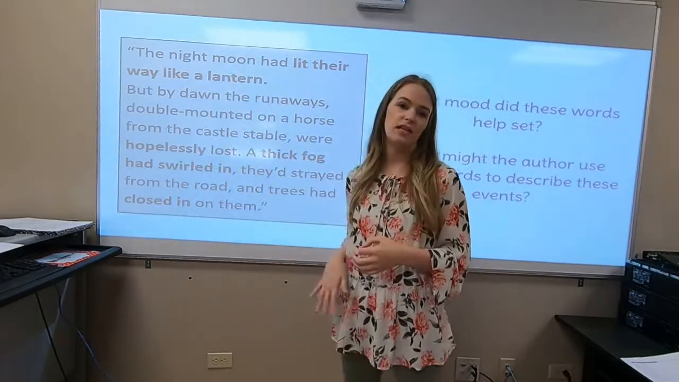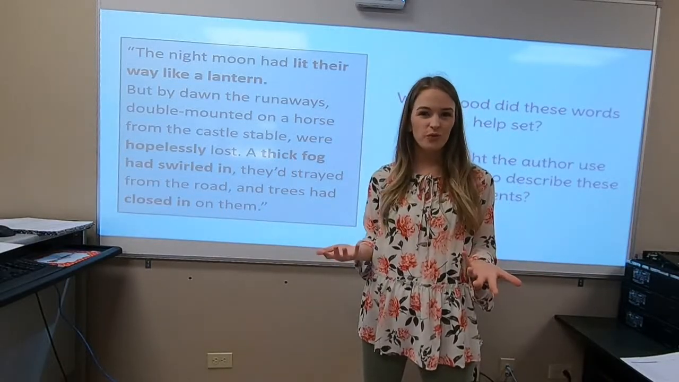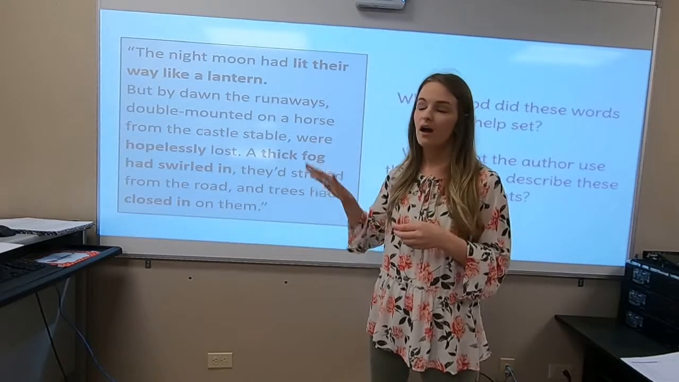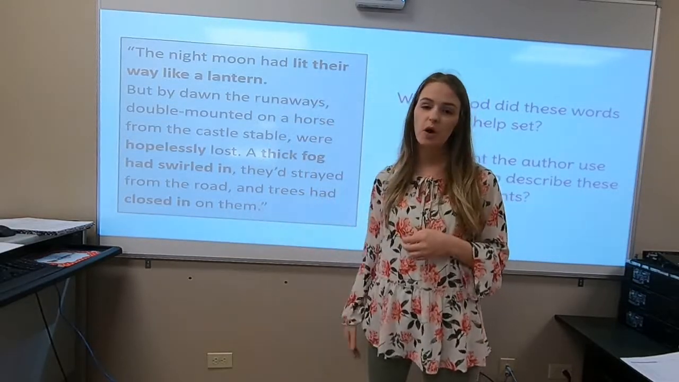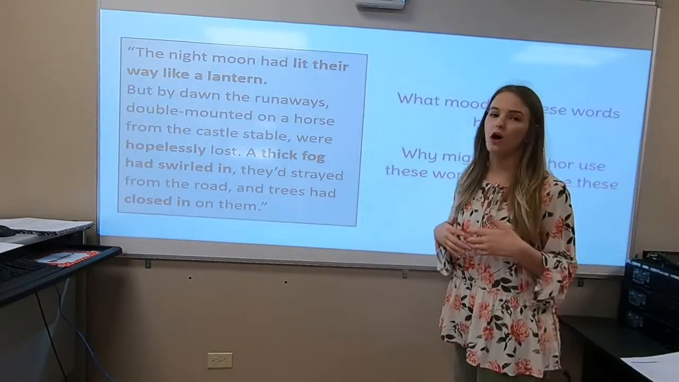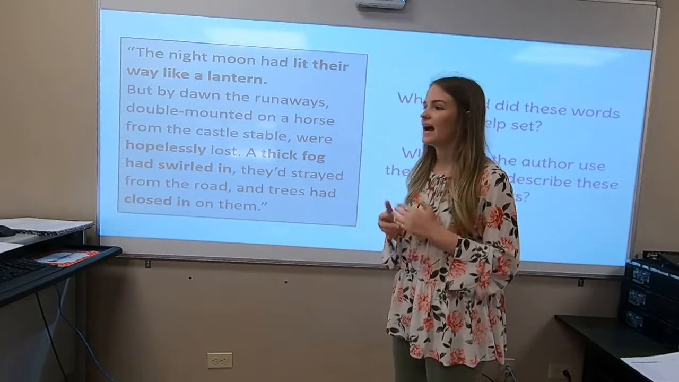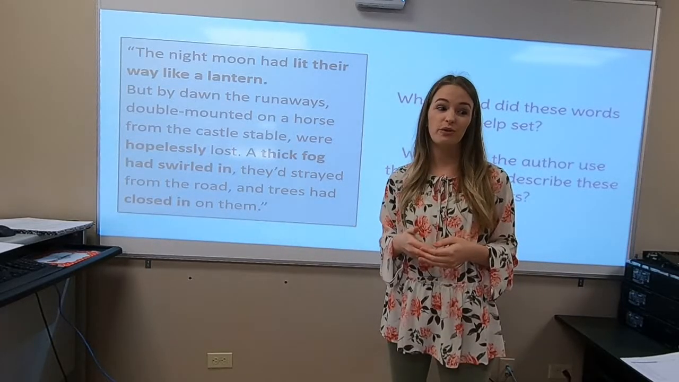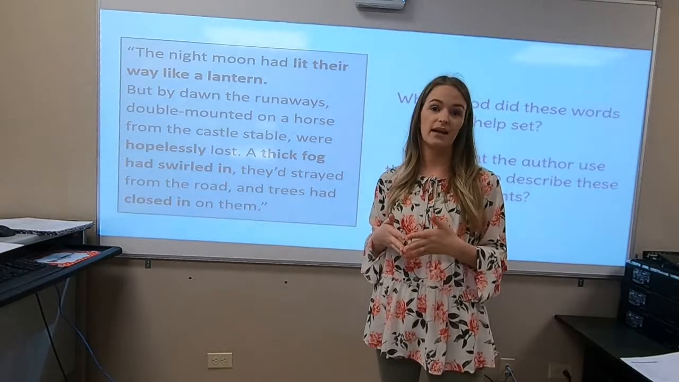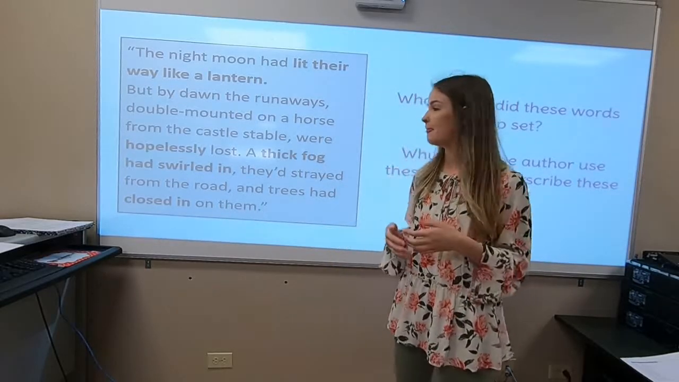Now, all of those imagery words together make me feel like the author was trying to set a creepy mood or maybe a spooky mood in this part of the text. Why do you think the author would do that? Why would the author make us feel scared when we were reading this? I think it's because the author knew that two criminals were about to come and find Jimmy and Prince Brad, and he wanted to set us up for those two criminals being scary.